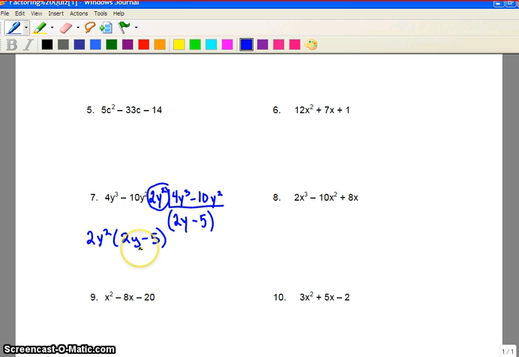The terms inside of parentheses are also not a difference of two squares, and they also do not have any more common factors. I can stop. That's my answer. Don't overthink it.